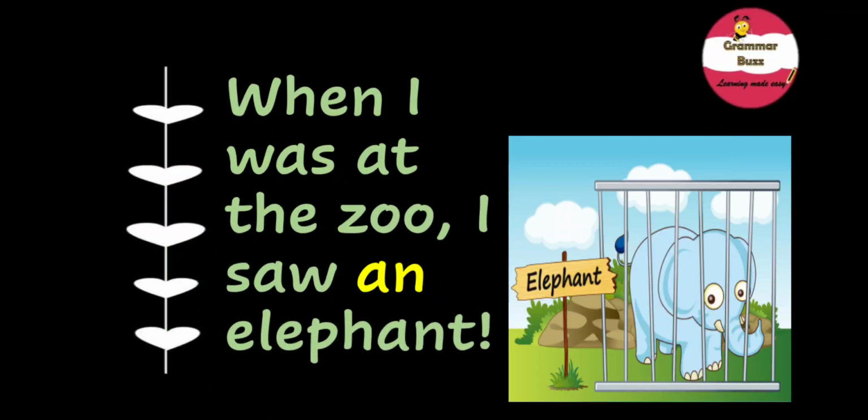Let me give you another example. Say, when I was at the zoo, I saw an elephant. Here, we are talking about a single, non-specific thing, in this case, an elephant. There are probably several elephants at the zoo, but there's only one we are talking about here. The noun elephant is a countable noun in singular number. And as I have generally mentioned earlier, articles a and an are placed before countable nouns in singular number.